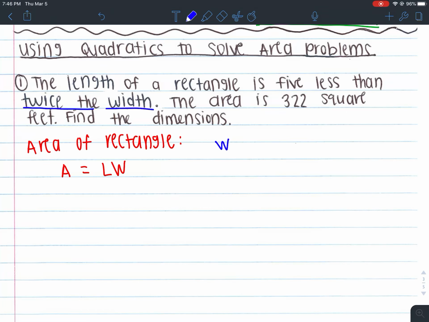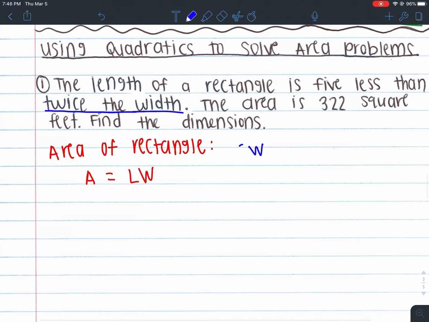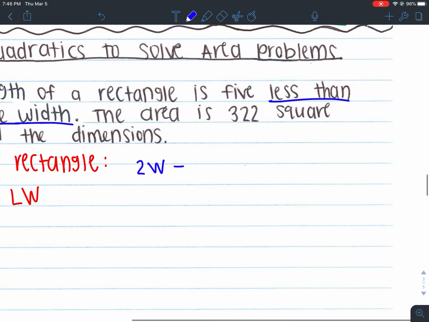But then it says twice the width. So again, you're reading backwards. So instead of starting at the front of your sentence, we're starting from the back. So it says the width. And then it says twice the width. Well, if I say I have twice as many shoes than you, I have 2 times as many. So I'm going to do 2 times W for twice the width. And then I keep going backwards, and I see less than. Well, less than is what operation? Subtraction. So minus.